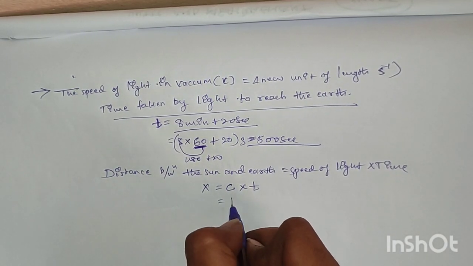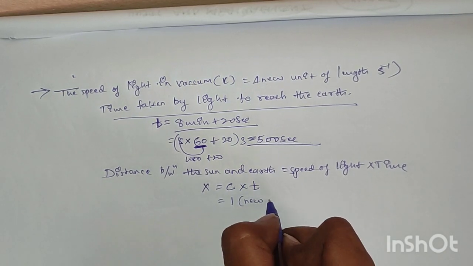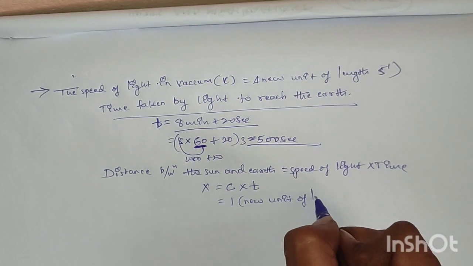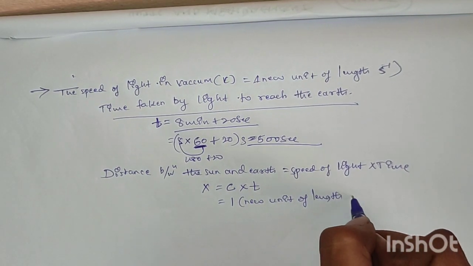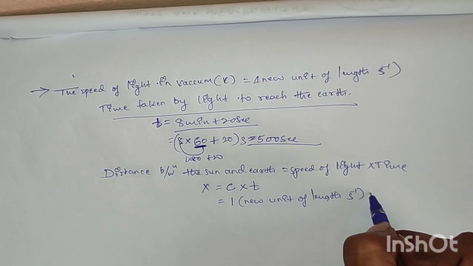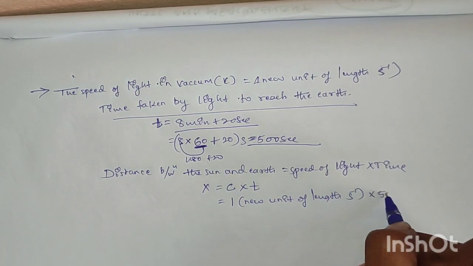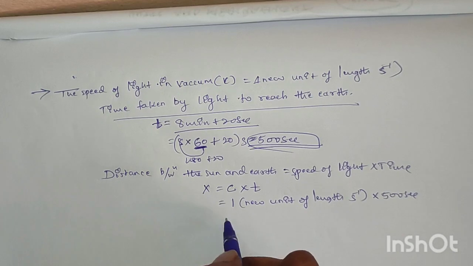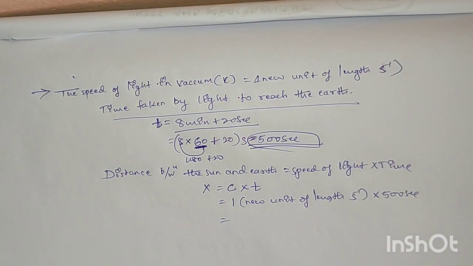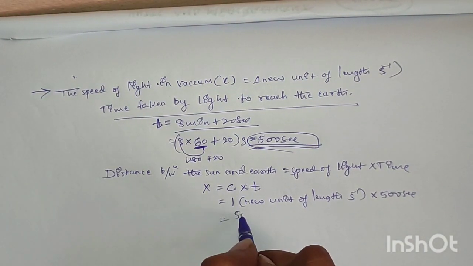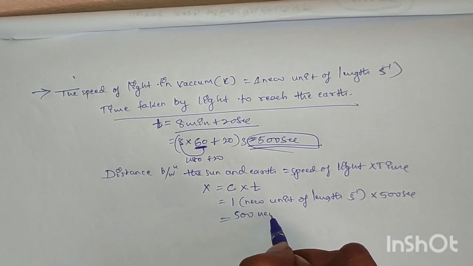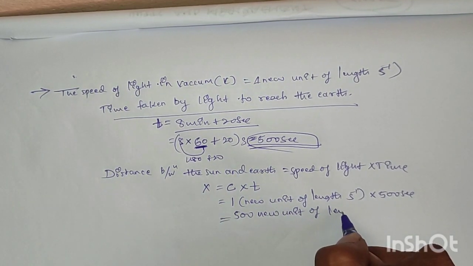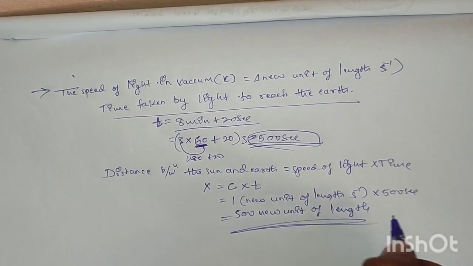Now the speed of light we are considering as 1 new unit of length per second, that is already given in the question. We got 500 second into 1 new unit of length per second, we got 500 new unit of length. This is the final answer.